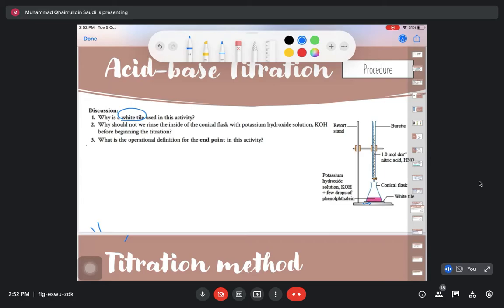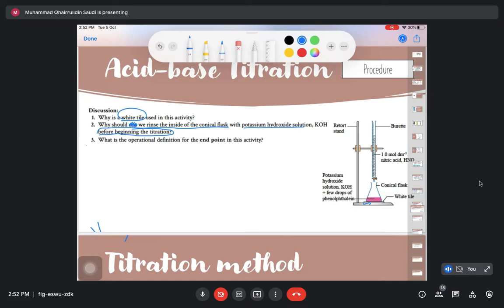Next, why should we not rinse the inside of conical flask with potassium hydroxide solution before beginning of the titration? Supaya concentration dia tak berubah. Why should not we rinse with potassium hydroxide solution before beginning? Why should we rinse kot? Tak ada not kot. Kenapa kita rinse with potassium hydroxide? So that the concentration does not change, because we want to find the concentration.